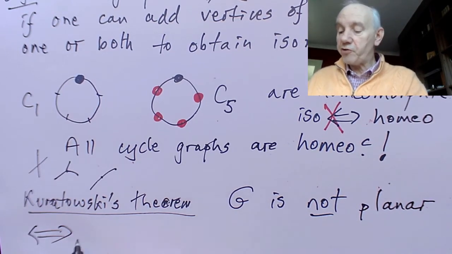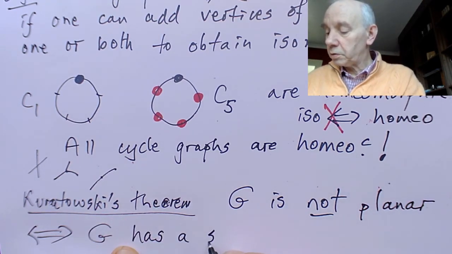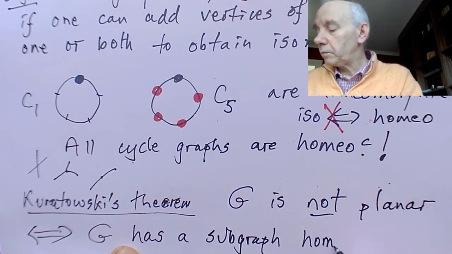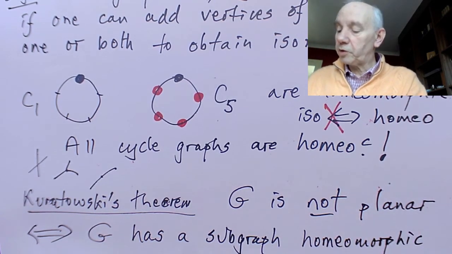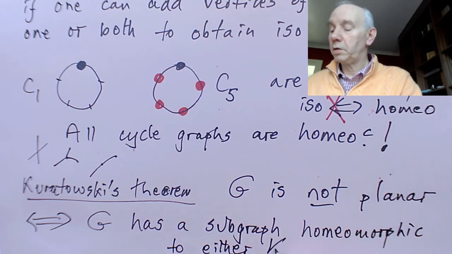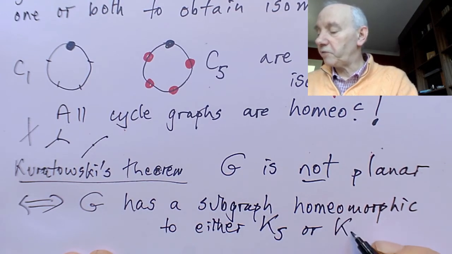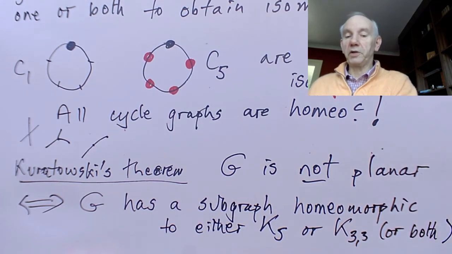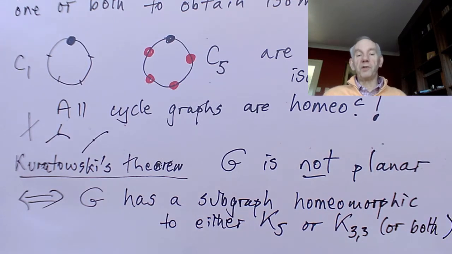G possesses a subgraph homeomorphic to either K5 or K33, or conceivably both. Of course, you can put the two together and then it will have both. So that's Kuratowski's theorem, and it's quite a remarkable theorem.